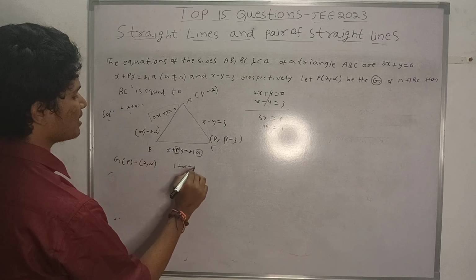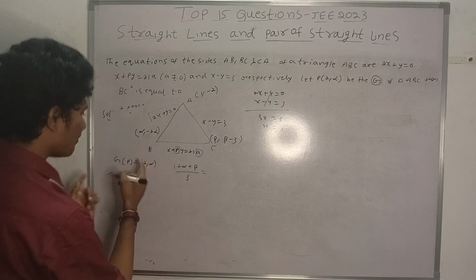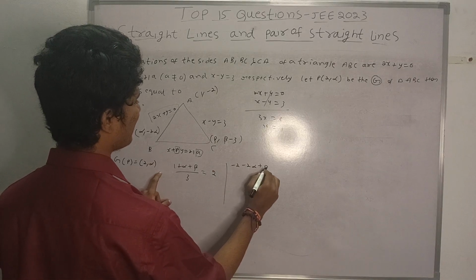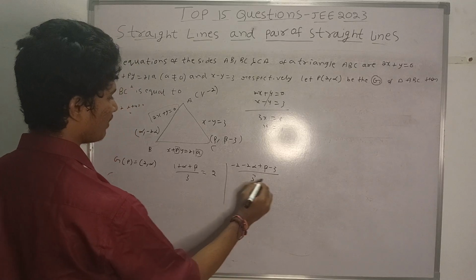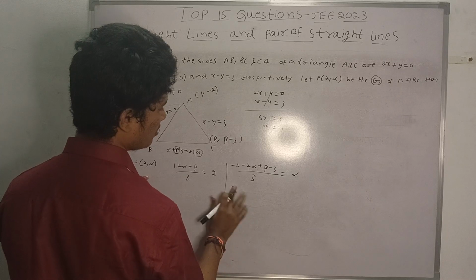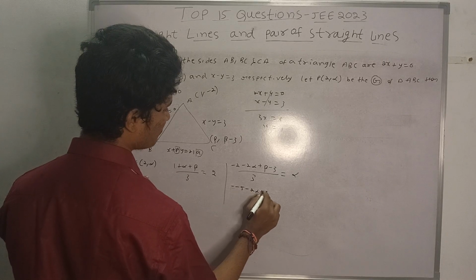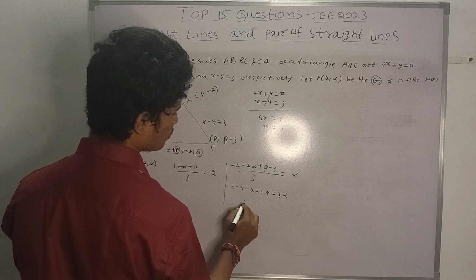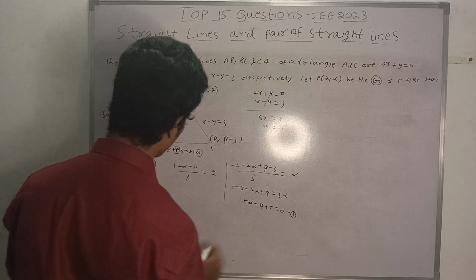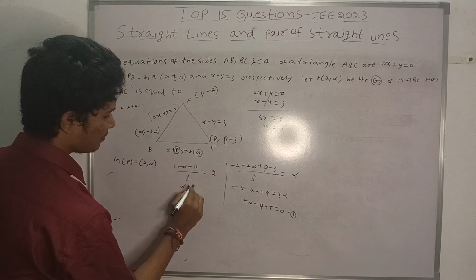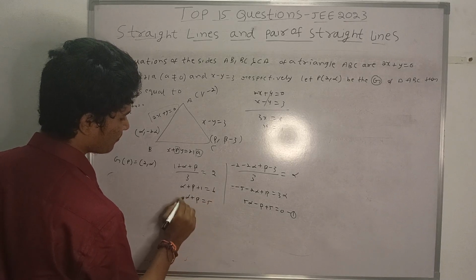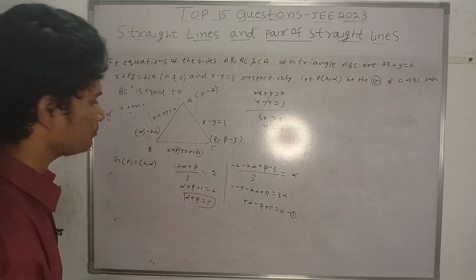That is (1 plus alpha plus beta) by 3 equal to 2. And next, (minus 2 alpha plus beta minus 3) by 3 equal to alpha here. So I will get minus 5 minus 2 alpha plus beta equal to 3 alpha. So 5 alpha minus beta plus 5 equal to 0. This is an equation. And from this, alpha plus beta equal to 5. This is another equation.